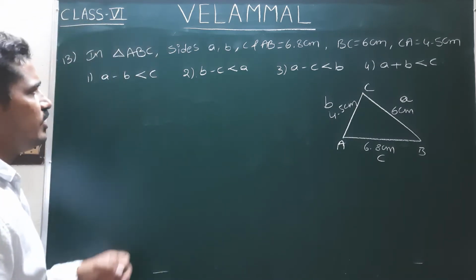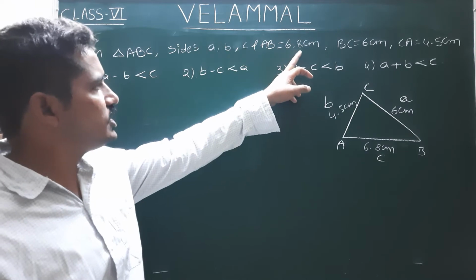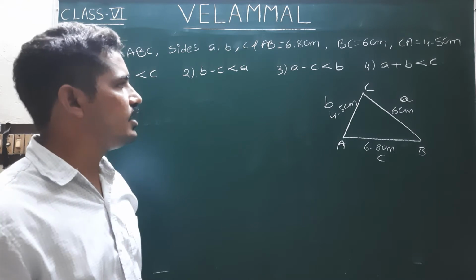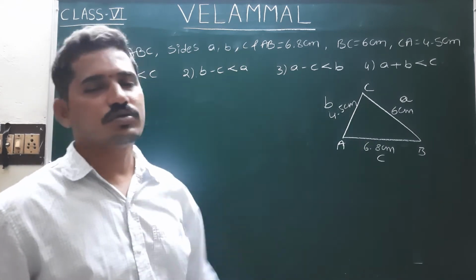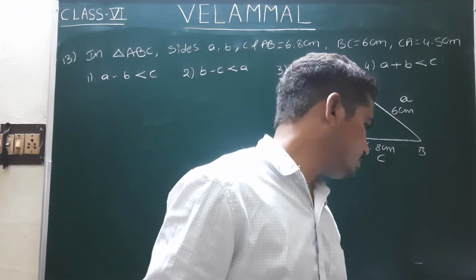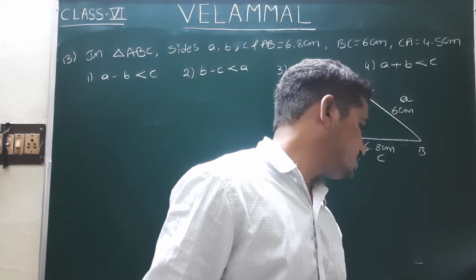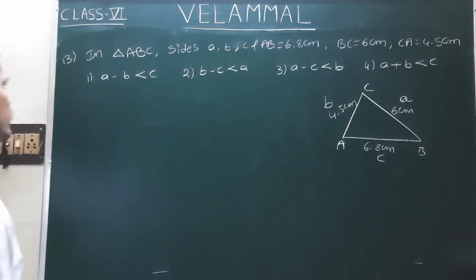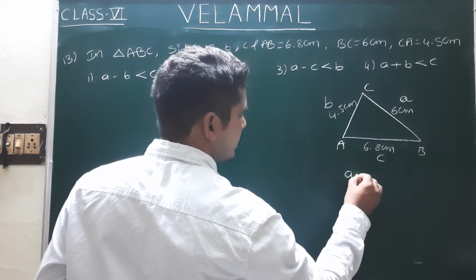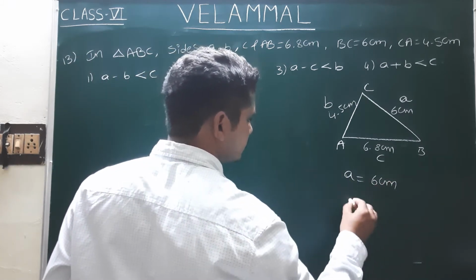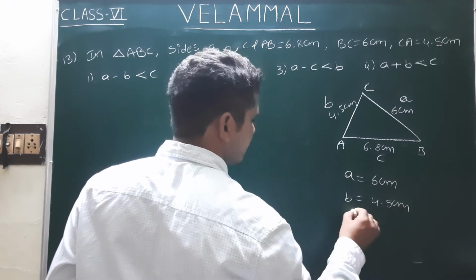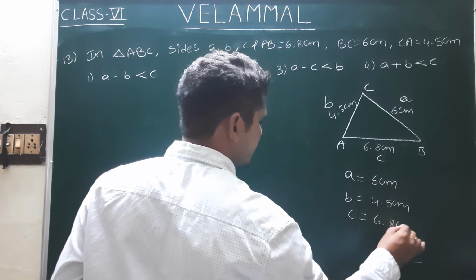Now, if these are the measures, AB is equal to 6.8, BC is equal to 6 and CA is equal to 4.5, then among the following, which are the true statements is the question. Which of the following are true? Now, first one we are taking. We can write the a value as 6 centimeter, the b value as 4.5 centimeter, and the c value as 6.8 centimeter.